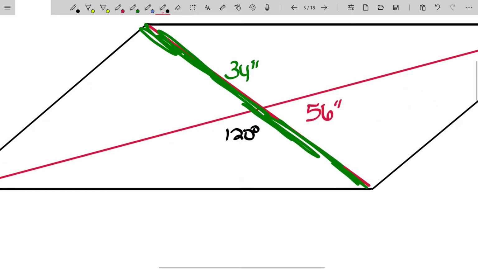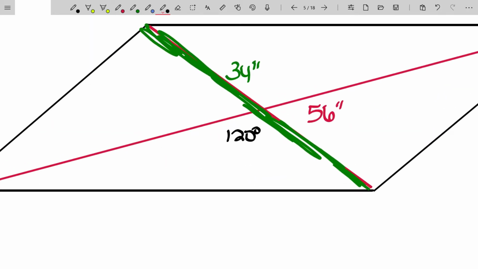Obviously there's one point of intersection, there's four angles. However, these two right here are going to be 120, and the angles on the other sides are supplemental angles, or supplementary angles. So these would be 60-degree angles right here. That's just to let you know.